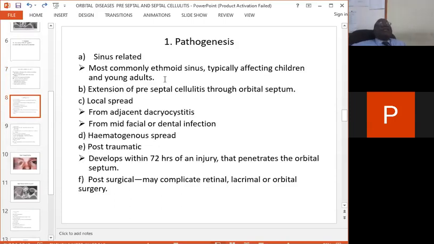Pathogenesis, how does the disease arise? One can be sinus related, most commonly ethmoid sinuses, typically affecting children and young adults. You can have extension of preseptal cellulitis through the orbital septum, then it goes from preseptal and becomes orbital. So you can have extension. But where there is extension, the clinical picture is clear.